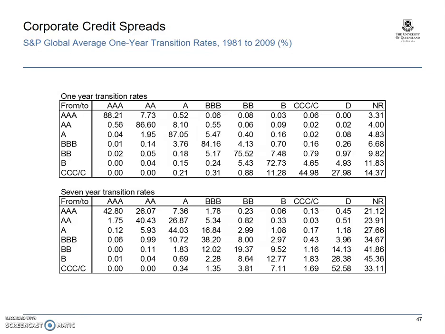And you can see how they change throughout time. And you can see that some firms will, in fact, be downgraded over time. And obviously, as a firm gets downgraded, we would require a higher rate of return.